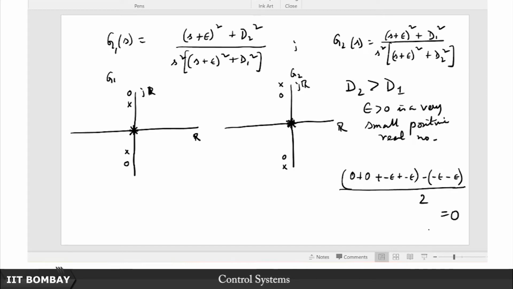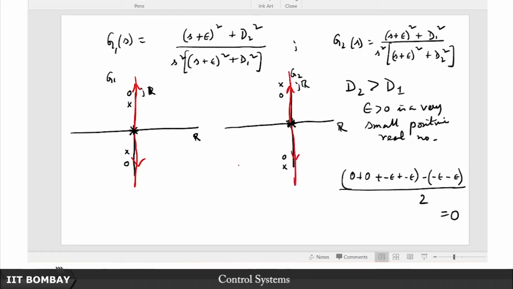So this is going to be 0. So in both these systems thus far, we have seen that there is nothing to choose from. It might seem like we are splitting hairs here. I mean, we are just unnecessarily making this too complicated. There is basically hardly any difference between these two systems. After all, they are both only epsilon distance away from the imaginary axis.